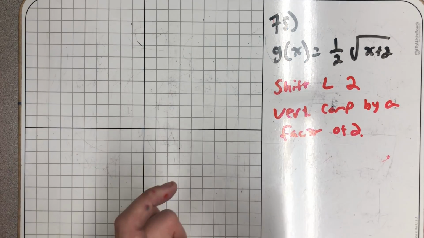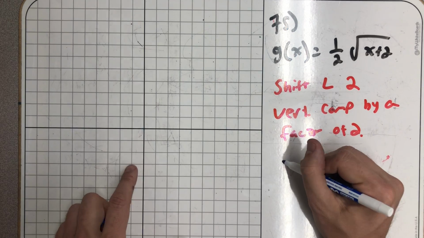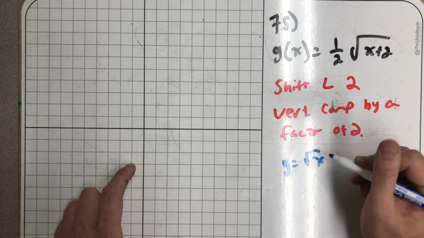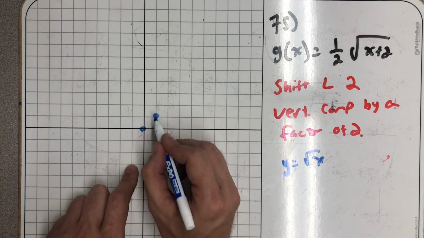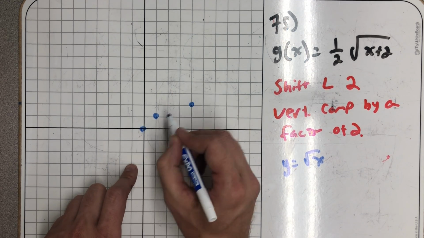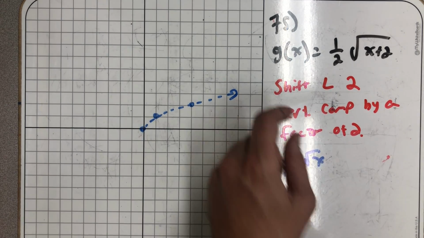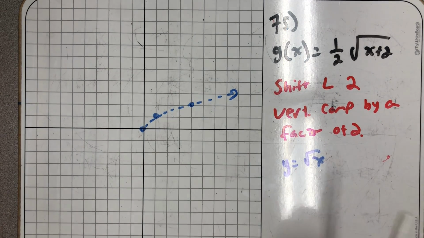All right, well, let's start by graphing that parent function, y equals root x. Just take a bunch of square roots: 1, 2, 3, 4. Square root of 4 is 2, and we know we have this pretty graph. And now I just need to perform these transformations. Let's go to the left 2 units.